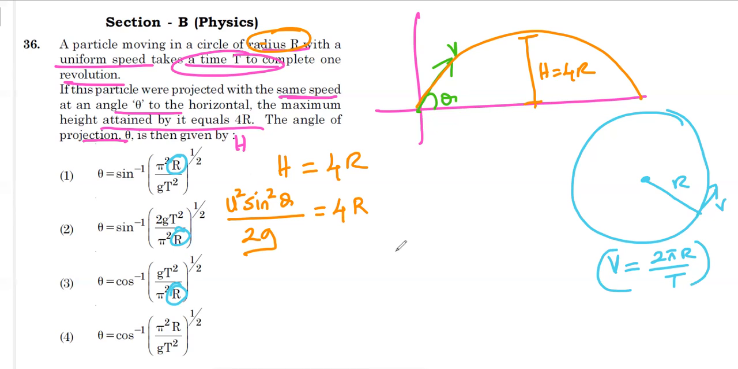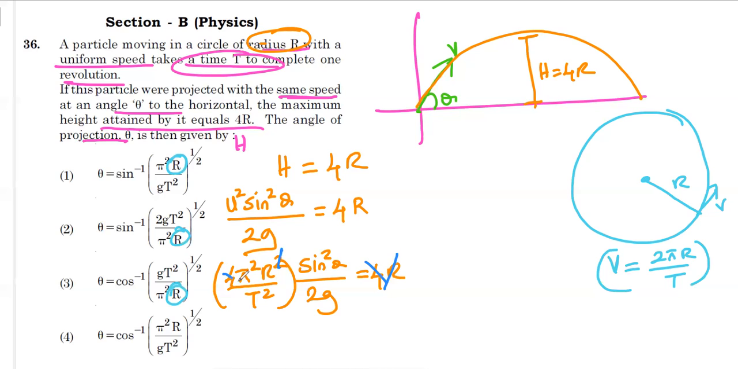So v square, when squared, I'll be getting 4 pi square r square by T square into sin square theta by 2g is equal to 4r. Obviously we lose one r, as you can see, and we lose a 4. What do we need? Look at what they are asking us to find. We need theta. So I keep only sin square theta here and rearrange everything else. Taking it across, 2g T square comes on top, divided by pi square r. Now I'm going to take the square root.